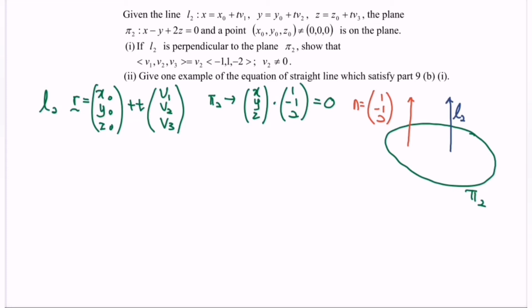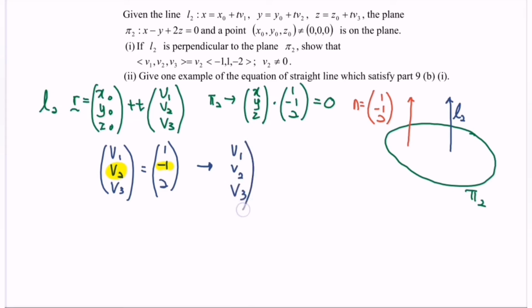So from here, we notice that V1, V2 and V3 is equal to 1, negative 1 and 2. The question asks us to show that V1, V2 and V3 is equal to V2 multiplied by the vector negative 1, 1, negative 2. So what we have to do is factor out the negative 1, because the negative 1 shows that we have V2 equal to negative 1.